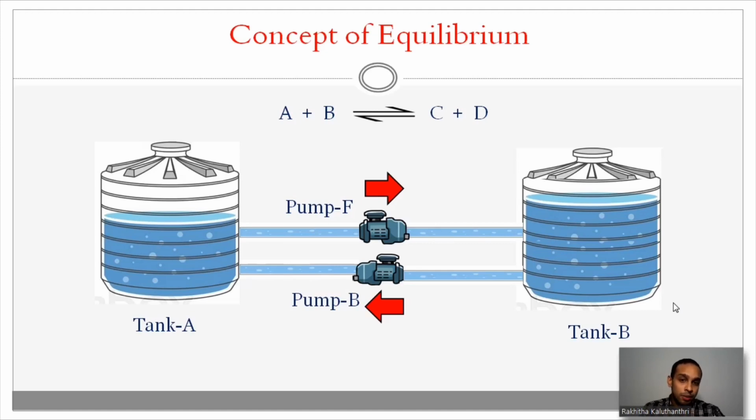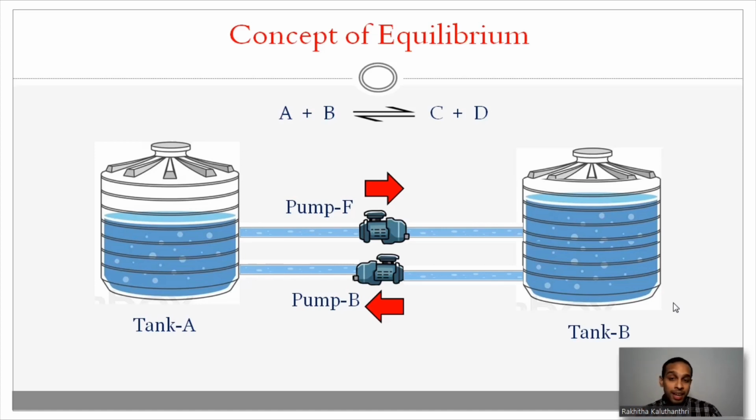Let's take a look at tank B. The same thing. When pump F brings in 1 liter, pump B takes off another liter. So it never goes over 50 liters, right? So you can have two different values, and if the rates of the reactions, or the rates of the pumps, remain the same, the water levels will remain the same.